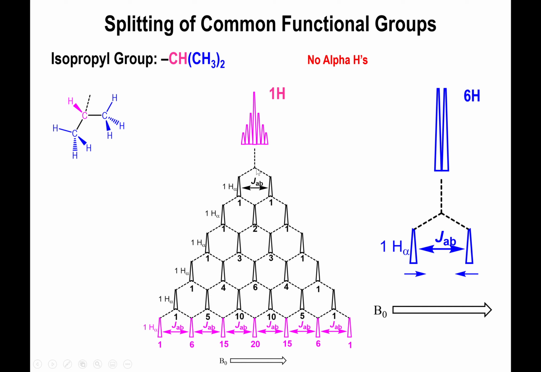You can see that the first peak is 1. Then you go 1, 1. Then this becomes 1, 2, 1. Then 1, 3, 3, 1. Then 1, 4, 6, 4, 1.